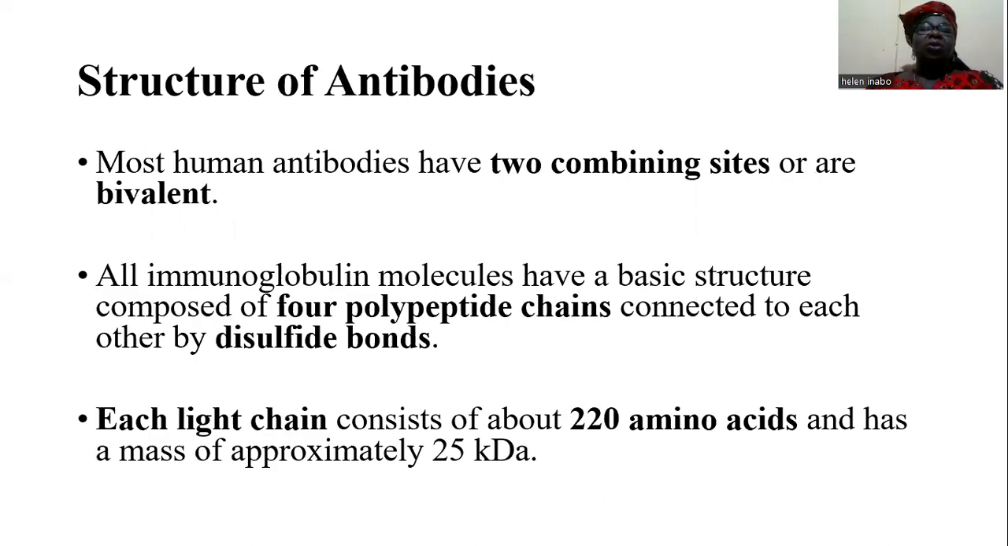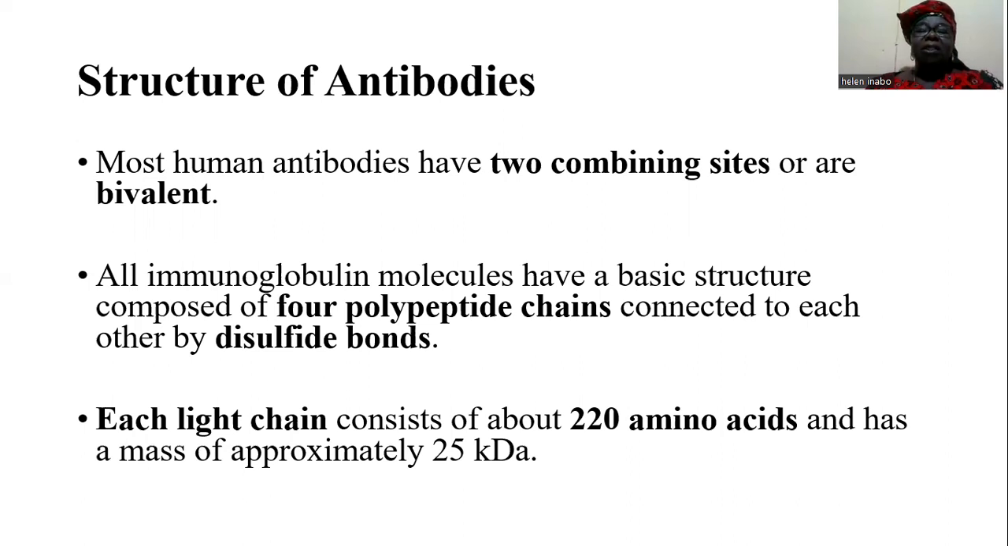Let's look at the structure of antibodies or immunoglobulins. Most antibodies or immunoglobulins are bivalent, that is, they have two combining sites. All immunoglobulin molecules have a basic structure composed of 4 polypeptide chains, which are connected to each other by disulfide bonds.